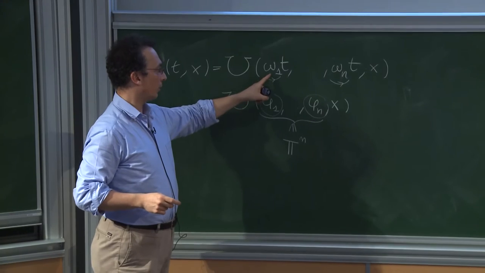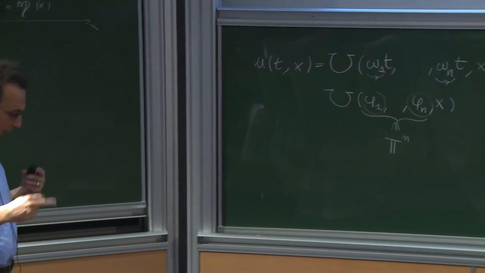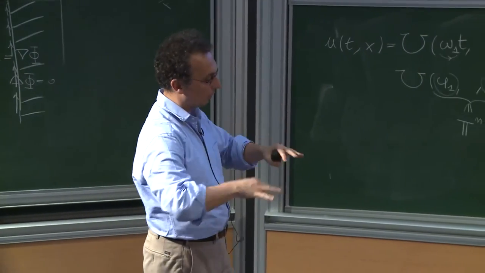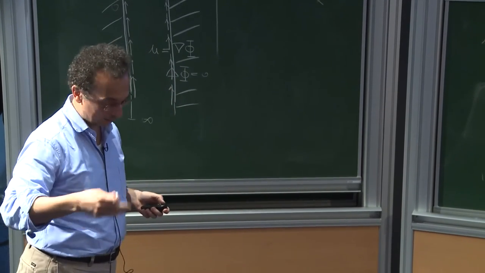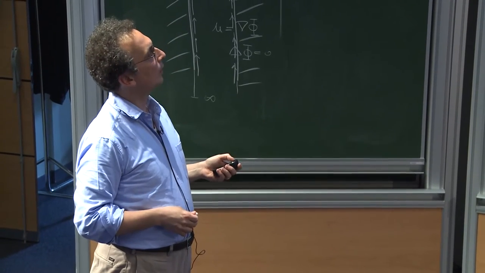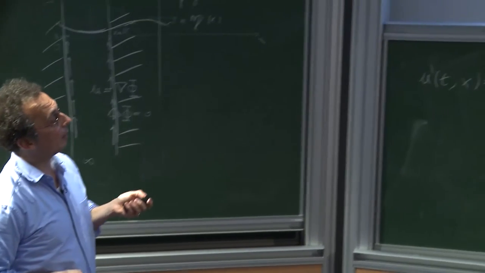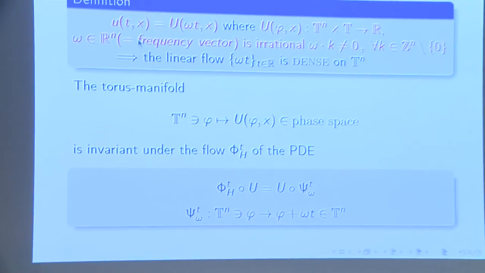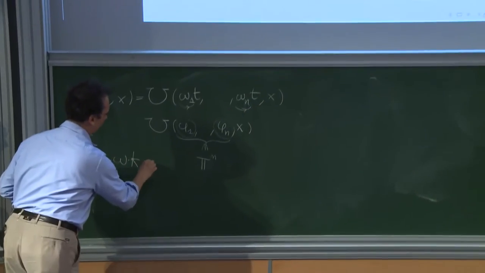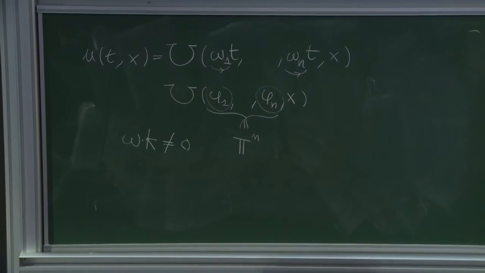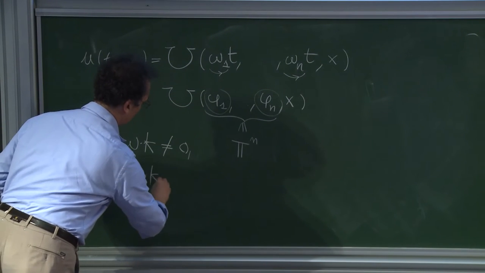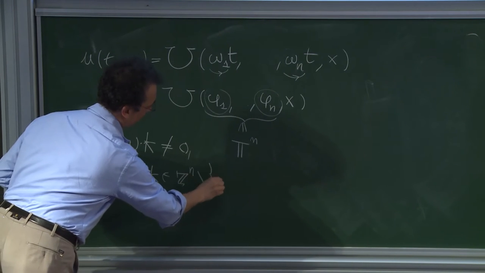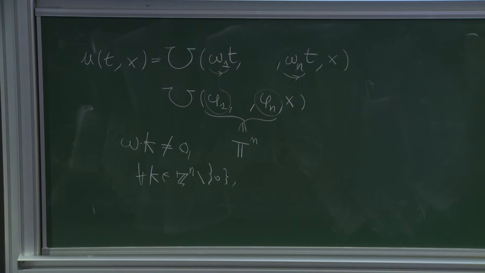These are periodic functions with frequency omega, period 2 pi over omega. And so these are superpositions of more circular frequencies omega 1, up to omega n. In order to be really quasi-periodic, the frequencies have to be independent. So we assume that the vector omega has no integer relations: omega dot k is different from zero for all integers k in Z^n, which are of course not zero. So these are solutions global in time, defined for all times.